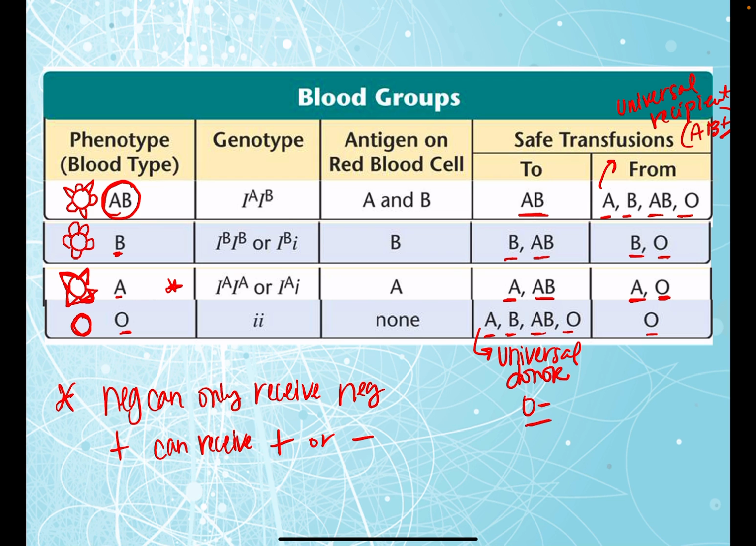Okay? So, AB has the A and the B antigen, the circle and the triangle. B has just the B antigen. A has just the A antigen. And O blood has no antigen on the surface of the red blood cell. Okay? So that's the phenotype. Let's also look at the genotype. Okay, so the genotype for AB is I big A, I big B. The genotype for B would be I big B, or I big B little I. Okay, A is going to be similar, I big A, or I big A little I. And then O is going to have that completely recessive blood. Okay, so that is how blood group works.